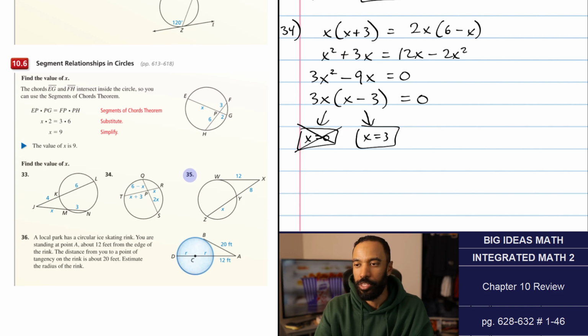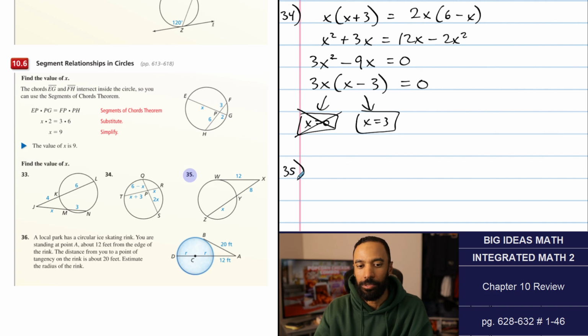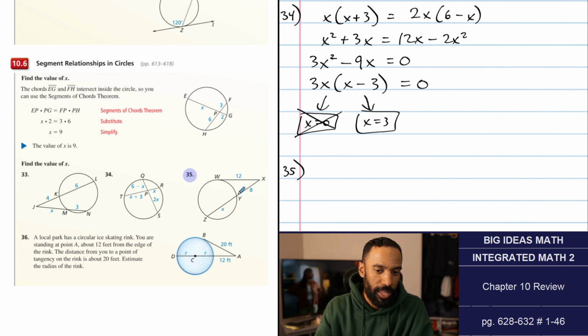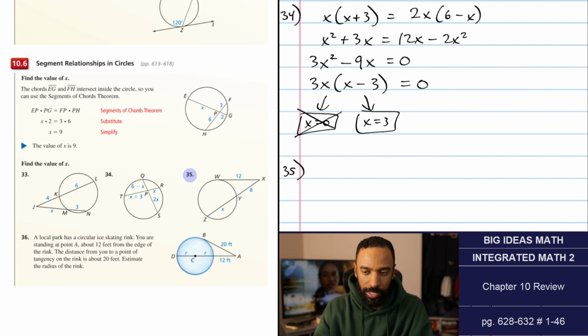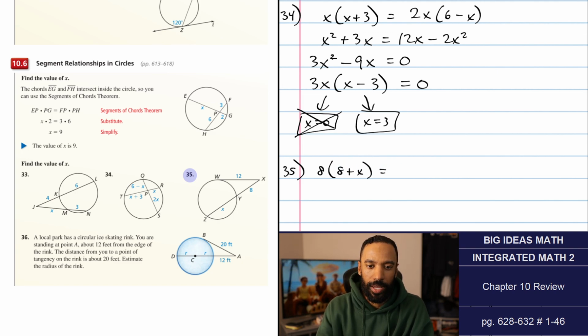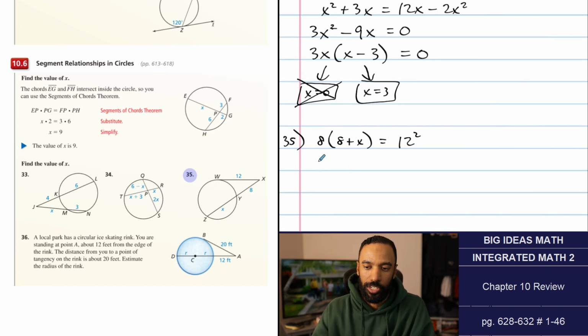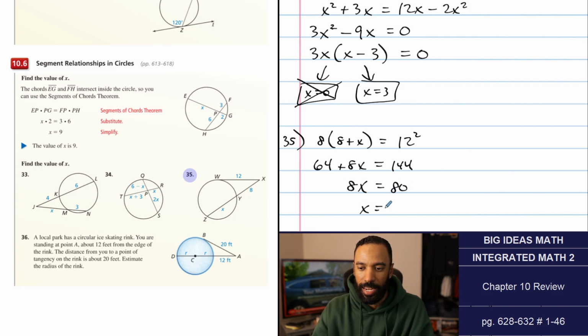Number 35 is like 33 to me. Even if the book wants to treat it differently because it has a tangent line thing, it does not change the outside times whole equals outside times whole nature that I did before. Now, this bottom secant line, the outside is 8. The whole would be 8 plus x. So outside times whole equals, now on this one, this tangent line, 12 is the outside and it's the whole. So 12 times 12 is what I'm going to do, 12 squared. It still works. It's still what you do there. So I can distribute, I get 64 plus 8x equals 144. And subtract 64, I get 80, and divide by 8, I get x equals 10.